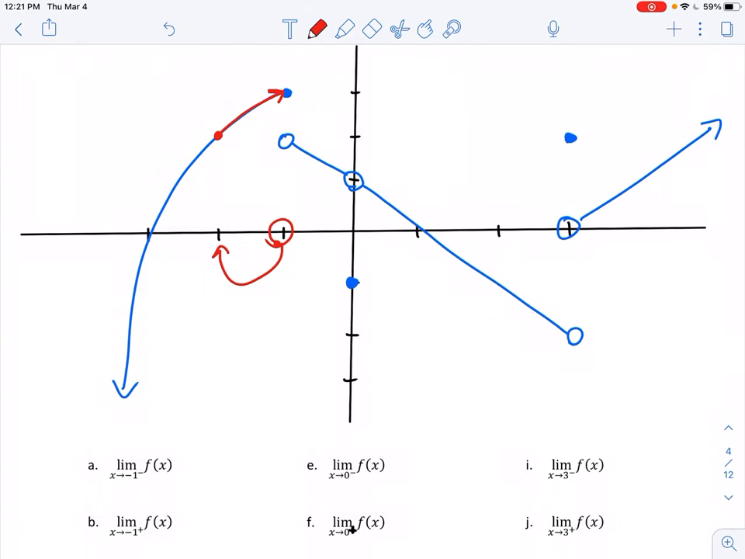So, okay, we want to ask ourselves, what y value are we getting closer and closer to right here? Or what y value is our arrow pointing at in this case? Here, we're getting closer and closer to a y value of +3. So that means our left-hand limit is +3.